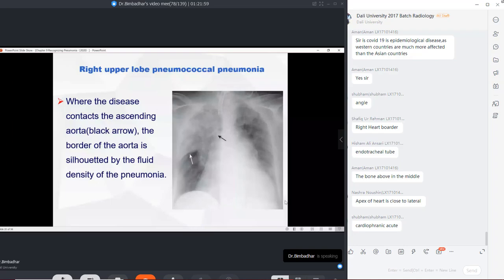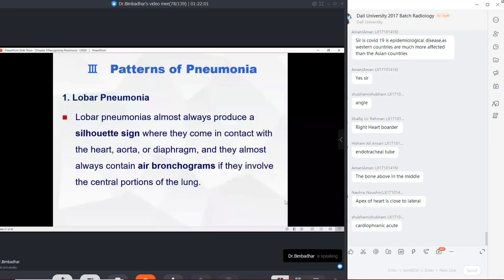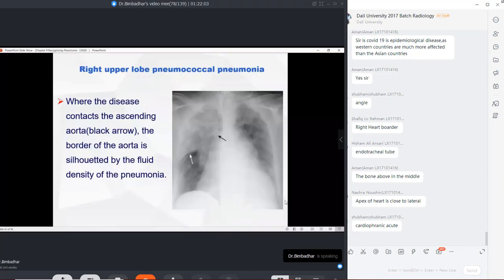So all these patients will eventually be called lobar pneumonia, but remember here, pneumococcal pneumonias are very common in nosocomial spread. Any patient who is hospitalized is likely to develop pneumococcal pneumonia. Did you understand?